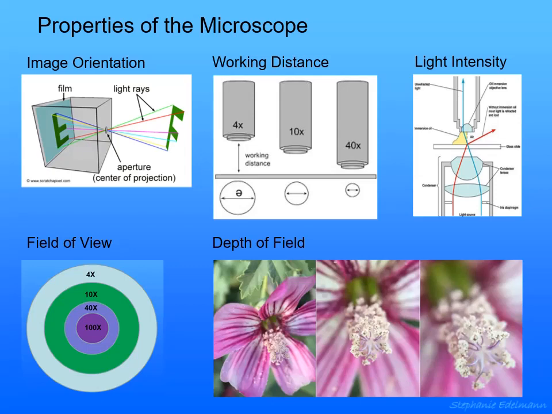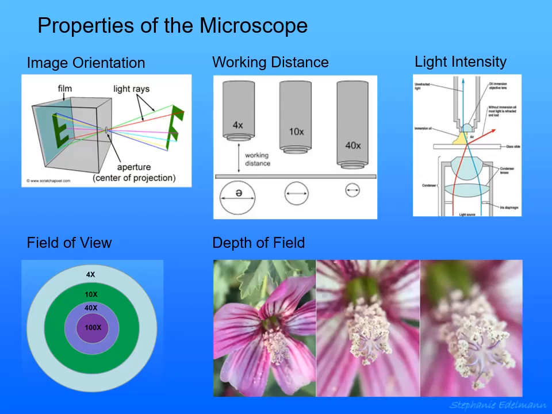The other thing I want you to pay attention to is the working distance. The working distance is the distance between the objective and the slide. And the working distance gets smaller the higher the magnification is, meaning that the higher the magnification is, the closer you get to your slide. Which then means that the closer you get to your slide, the more dangerous it is that you could scratch the surface of your lens, which is why you only want to use the fine focus adjust.